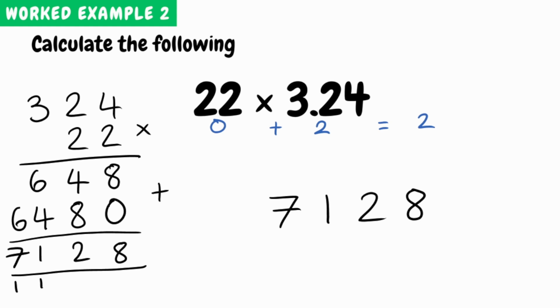But then we need to remember where our decimal point goes. Well, we figured out earlier on that our answer will actually have 2 decimal places. So if I put that decimal point between these digits, I would have 71.28. And that would be my final answer to this question.